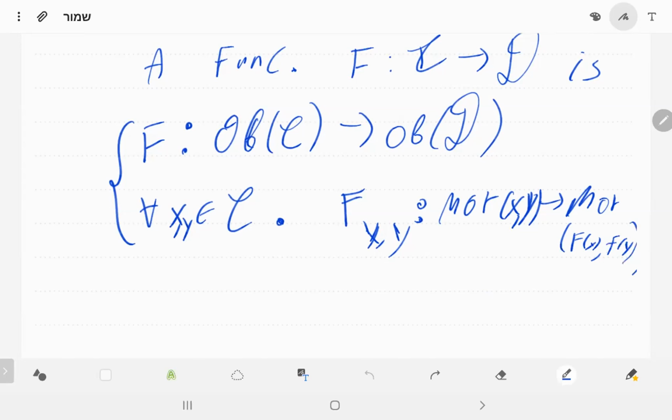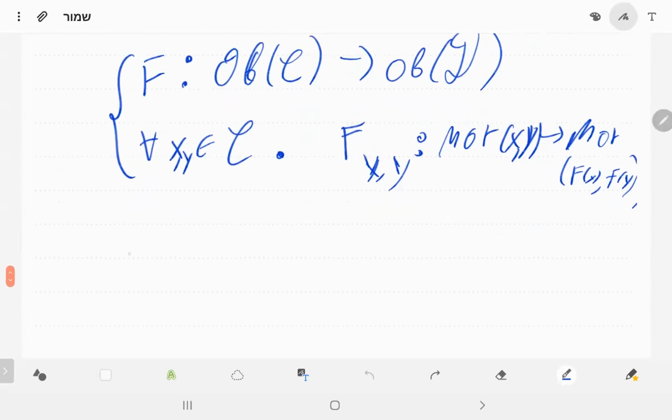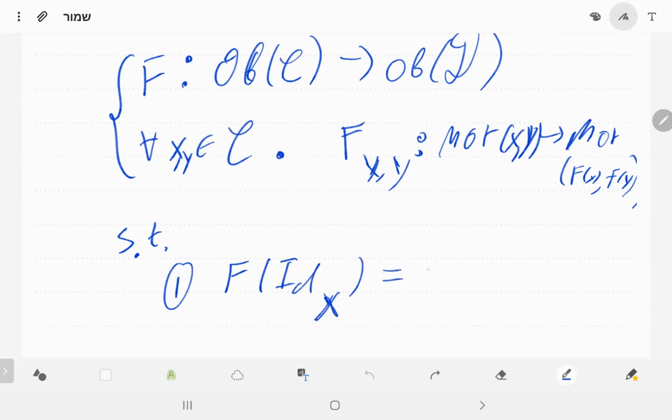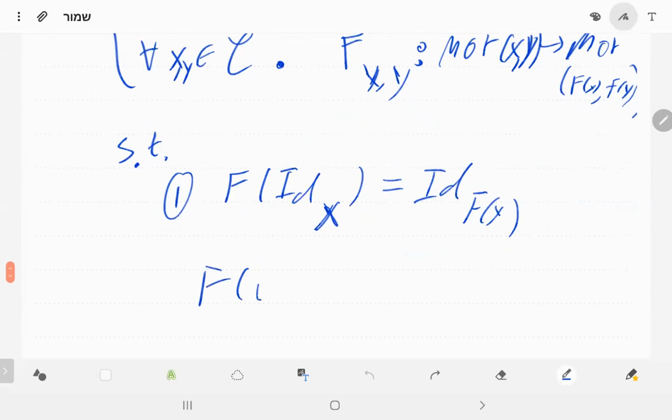So in other words, it's something that acts on objects, mapping an object to an object, and maps morphisms to morphisms, in such a way that a morphism between objects goes to a morphism between the two corresponding objects. And of course, we want it to behave nicely, namely to respect the composition. Let's write all of the things again. F of identity x is identity F of x. So it maps identity to the corresponding identity. And F of phi composition psi, where phi and psi are two composable maps, meaning that the target of psi is the source of phi, is F of phi composed with F of psi.